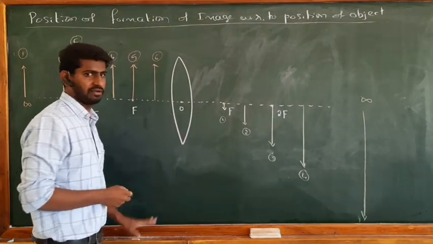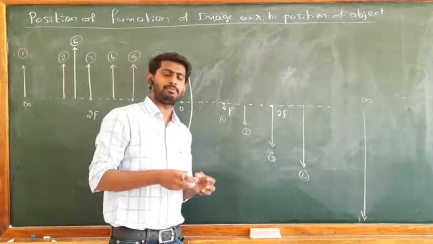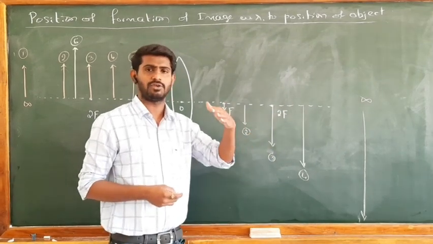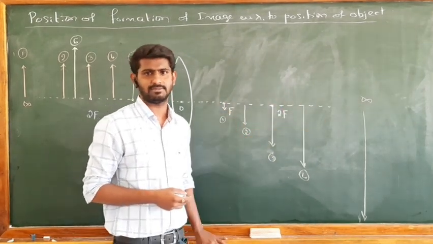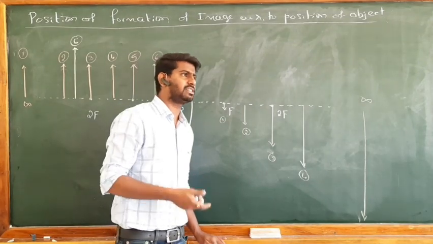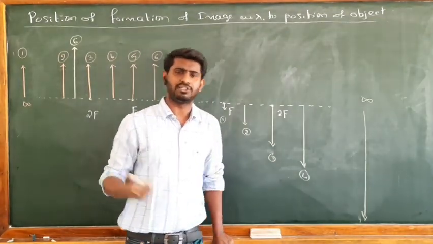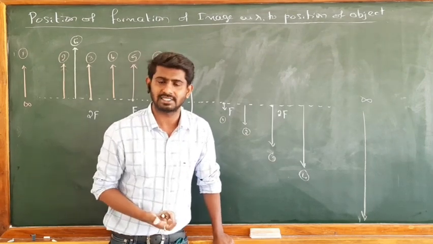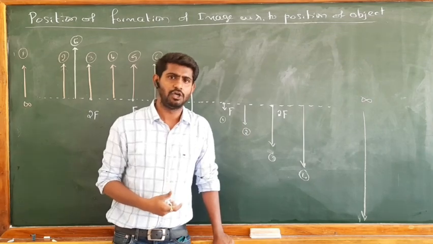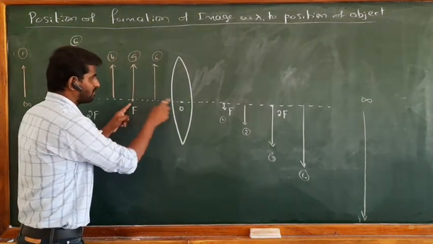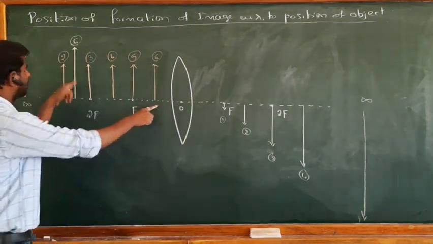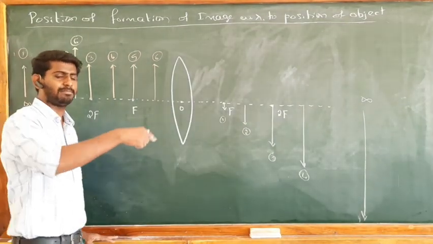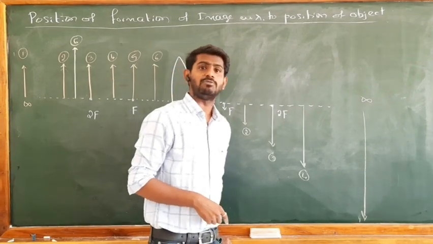So that is 2f. 2f is the position of the object by which we can get the image of the same size. Okay, and we may ask you, we want to get the virtual magnified image by a convex lens. What should be the position of the object? We should say the position of the object must be between f and o, so that you can get the virtual magnified image. And the further part of this topic is optical instruments.